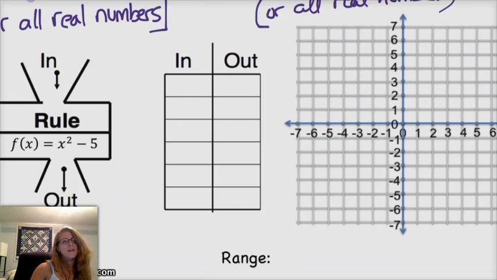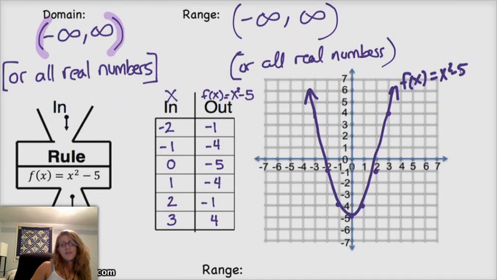Next problem is just a different function, x squared minus 5. So I'm going to fill in the chart and graph it so you guys can pause it, try it on your own, and then I'll talk about the domain and range. All right, this is what this function looks like.